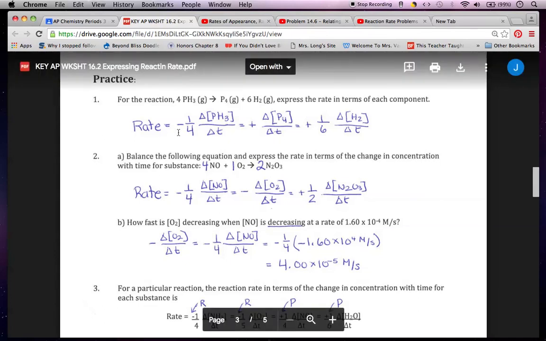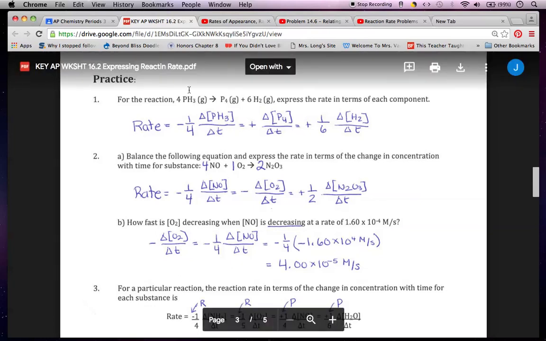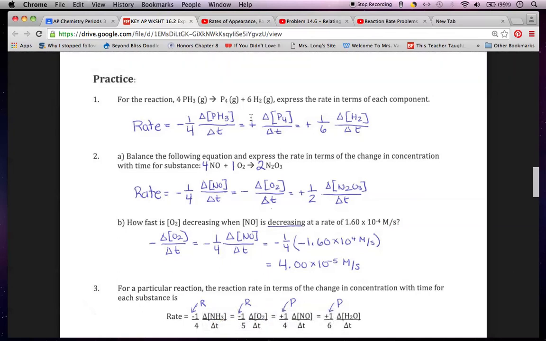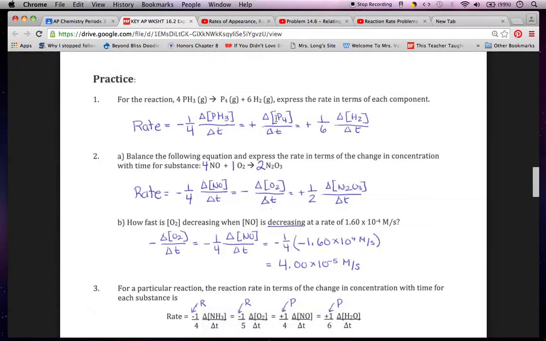So if I have the rate of the reaction, and again, think of the rate of the reaction as 1, that's 1. So if I'm going to get the rate of my change of the PH3 over time to be equivalent to the rate of the overall reaction, I would have to take 1/4 of it because of the 4 moles of the PH3 that are being involved. And then that would be equal to the positive amount of 1/1, or 1, of the change in the phosphorus over time. And then that would be equal to a positive 1/6 of the change in H2 over time.